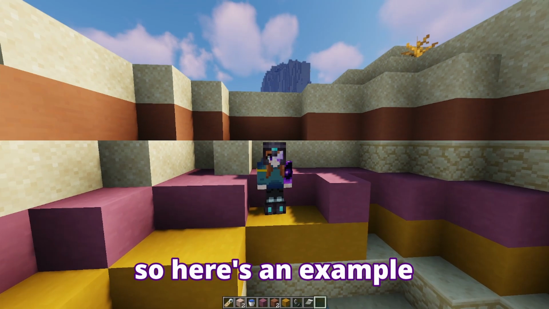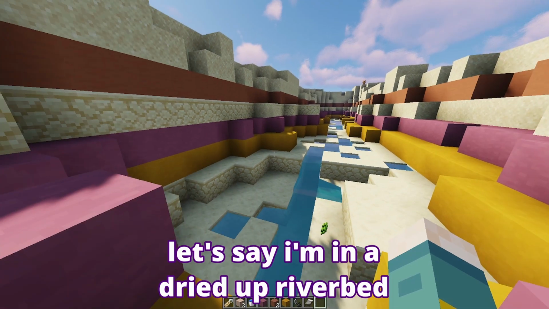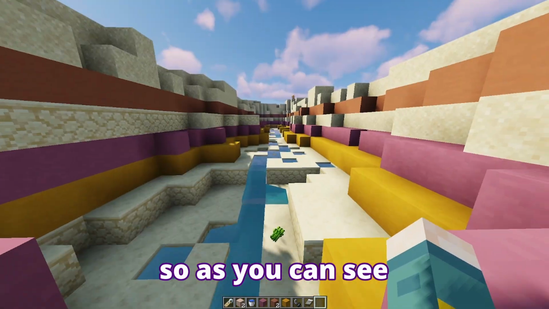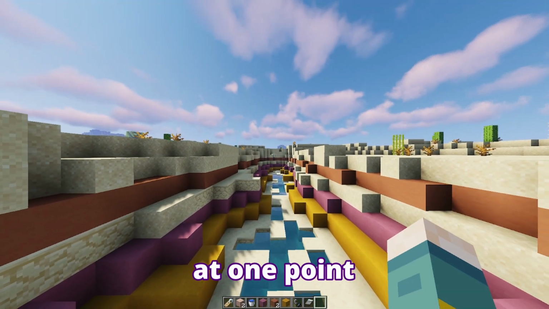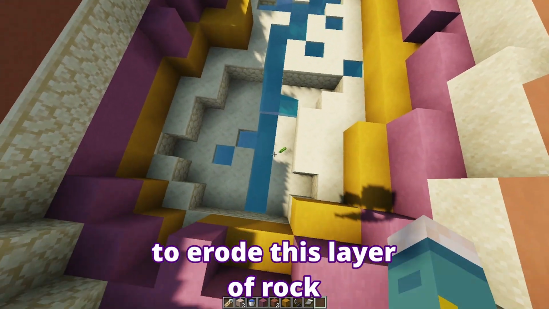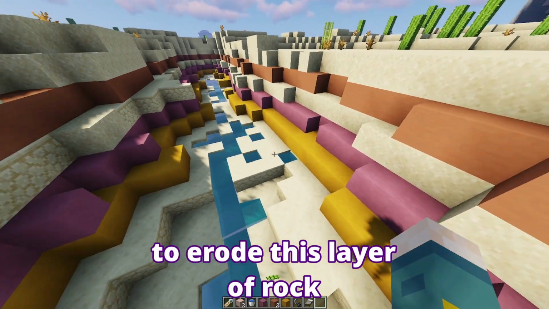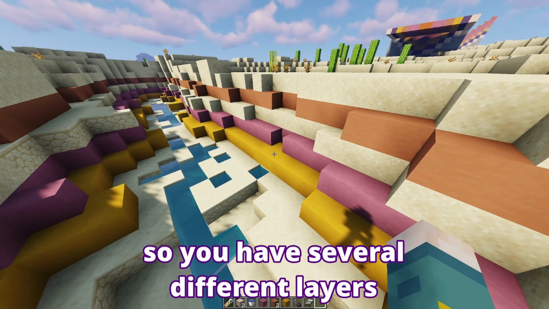So here's an example of what I'm talking about. Let's say I'm in a dried up riverbed. So as you can see, the river's pretty small now. It's more like a stream. But at one point, it was powerful enough to erode this layer of rock down to another layer of sandstone. So you have several different layers.